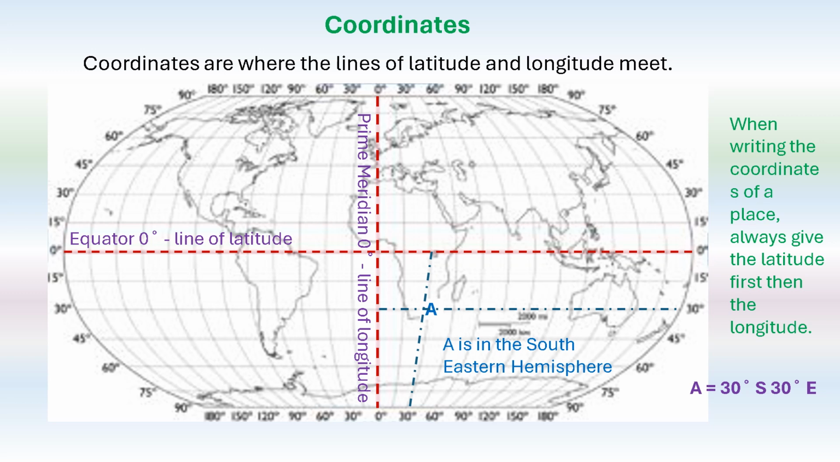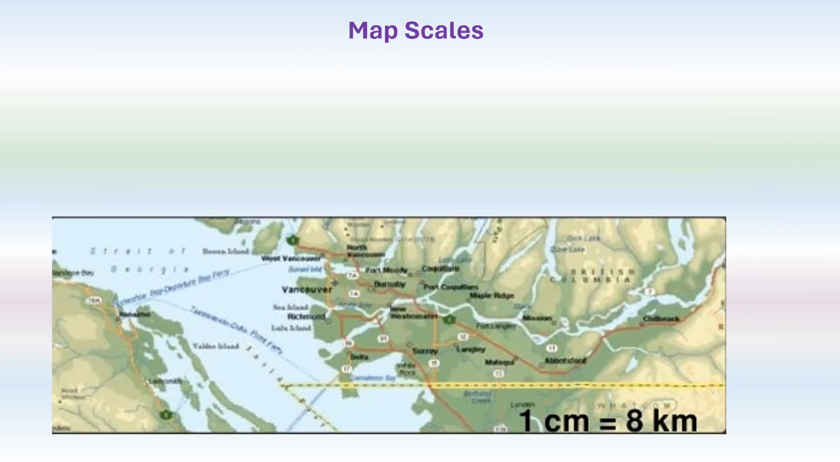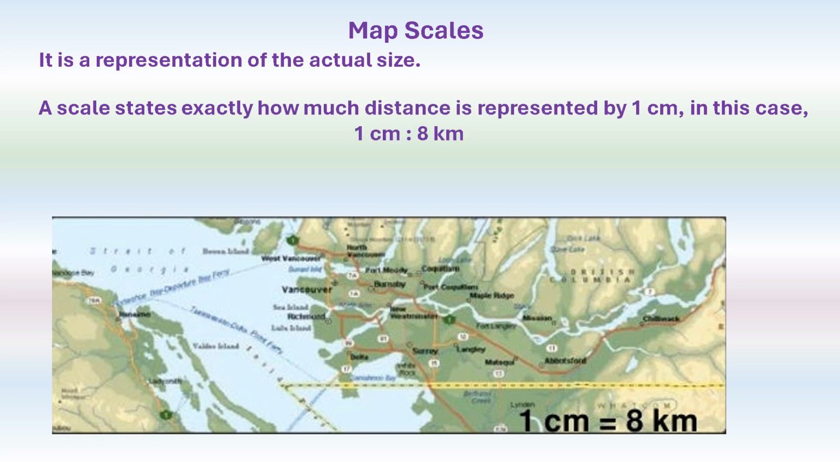Next, we are going to move on to map scales. A map scale is basically a representation of the actual size. A scale states exactly how much distance is represented by 1 centimeter. Like in this case on the map below, we say 1 centimeter represents 8 kilometers on the ground. And this is very useful when we want to calculate distance.